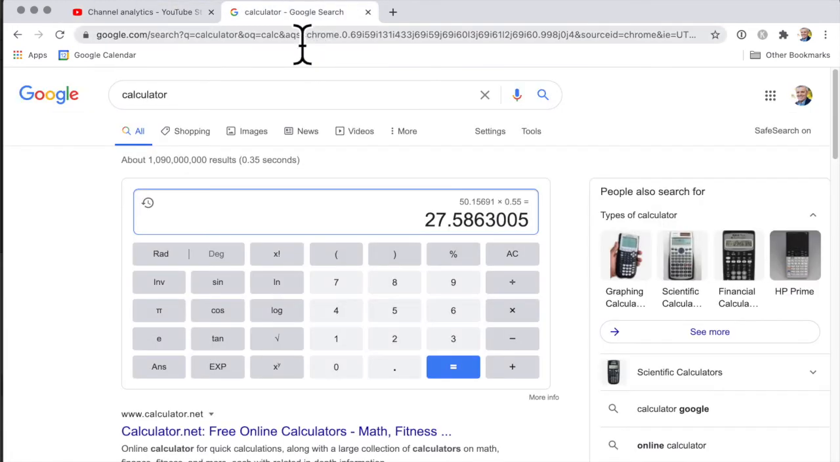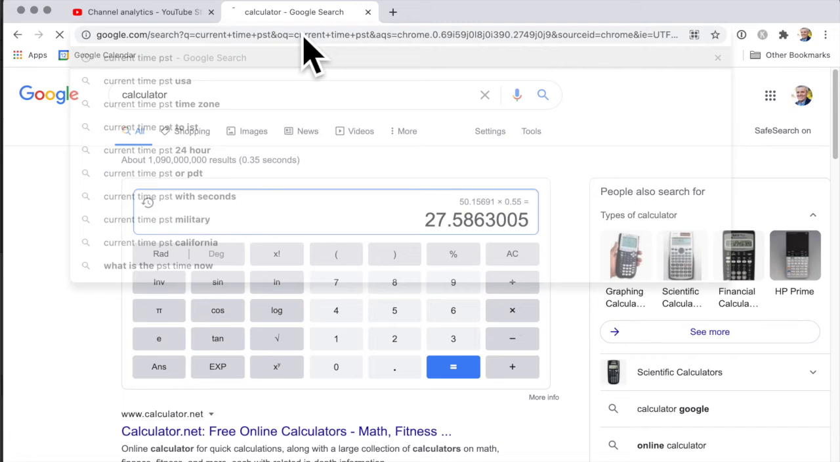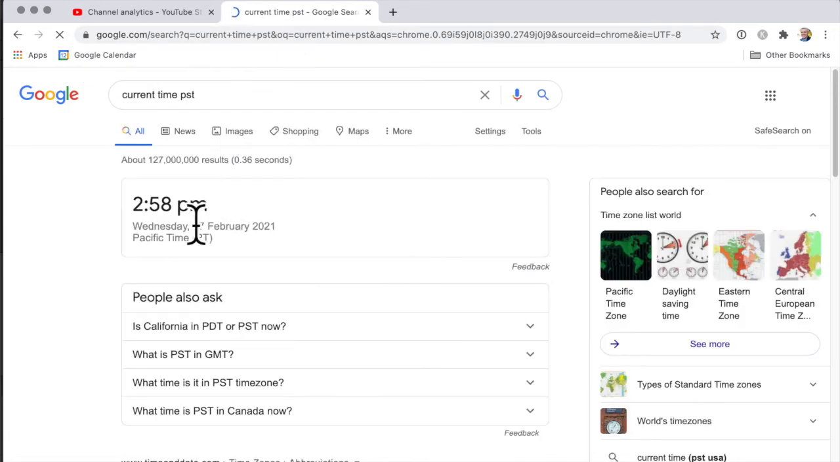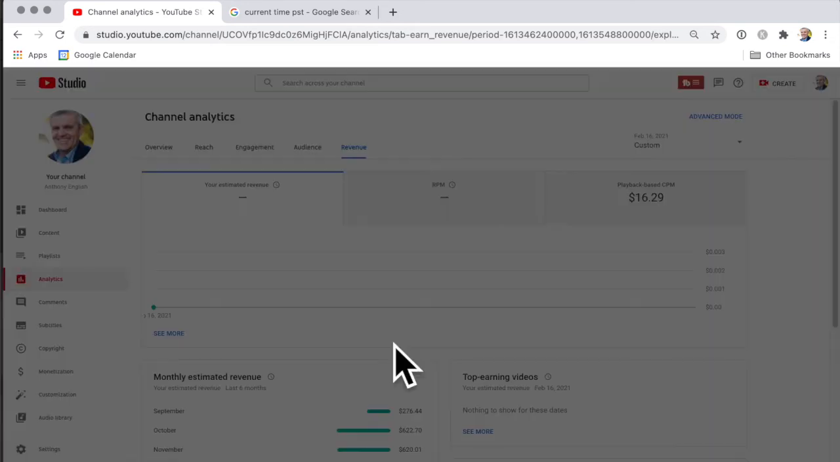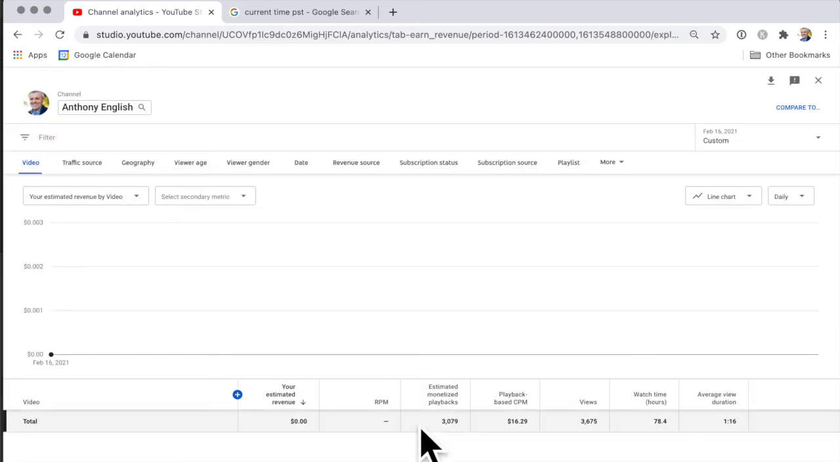Now, last thing to tell you is that that amount has come in at 3 p.m. Pacific time on Wednesday, so that's for Tuesday's numbers. Now it varies each day, but generally around 3 p.m. or mid-afternoon to late afternoon, that PST number is there. So once again, analytics, revenue, pick your day, and then go down to see more, and then you multiply your monetized playbacks by the CPM divided by 1,000 times 0.55.